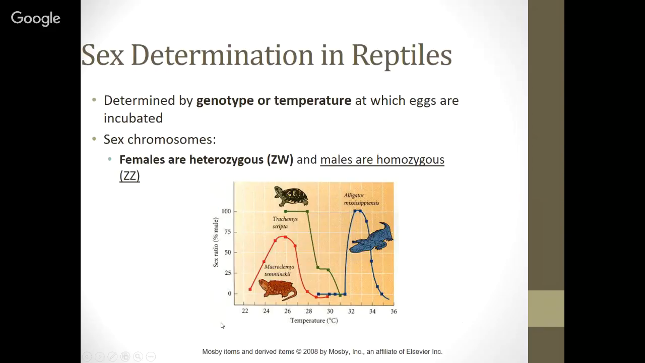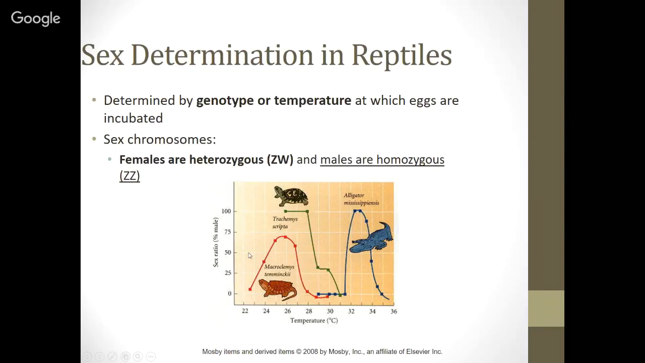Sex determination in reptiles. This is really cool. It's determined by either genotype, like we would determine female XX or male XY, or it's determined by temperature at which eggs are incubated. The sex chromosomes in reptiles are ZW, which is a female. That's heterozygous. It's a ZW. And males are homozygous, ZZ, so it's different from mammals.